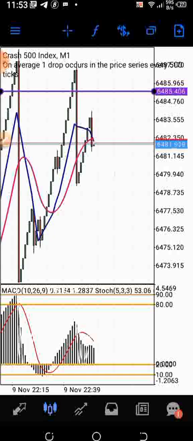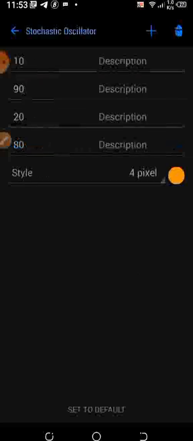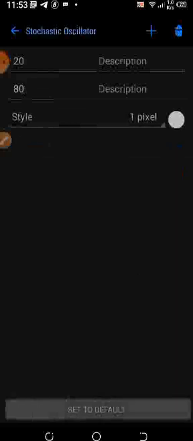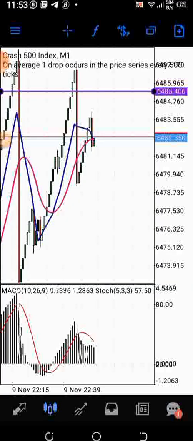Okay, sorry. Then the last but not the least is the stochastic oscillator. You have 5, 3, 3. Then change the color of this to your background color. If you are using black, change it to dark. If you are using a dark background, change it to black. If you are using white like me, you change it to white. Then your levels should be 10, 90, 20, 80. All right, so that's basically the setup for this strategy.